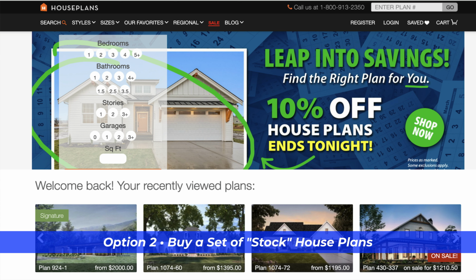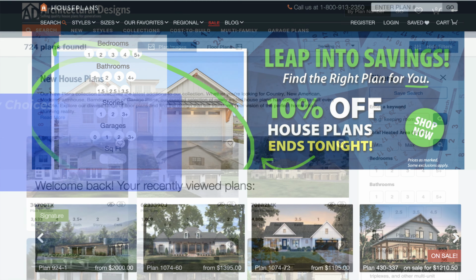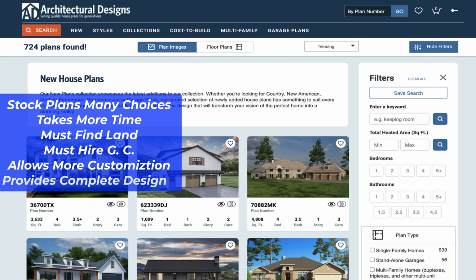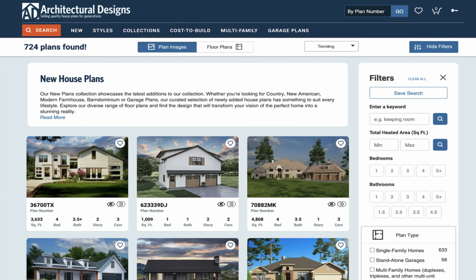Option number 2 is to buy a set of pre-designed house plans known in the industry as stock house plans. While not as fast and somewhat more complicated than option number 1, it allows you far more choice. The downside is that it takes longer to get a house built than the first option because you must also find land and a general contractor as part of that process. Buying land to build a home is a world unto itself. Let us spare getting into that aspect for now and assume you want to go down this path regardless.